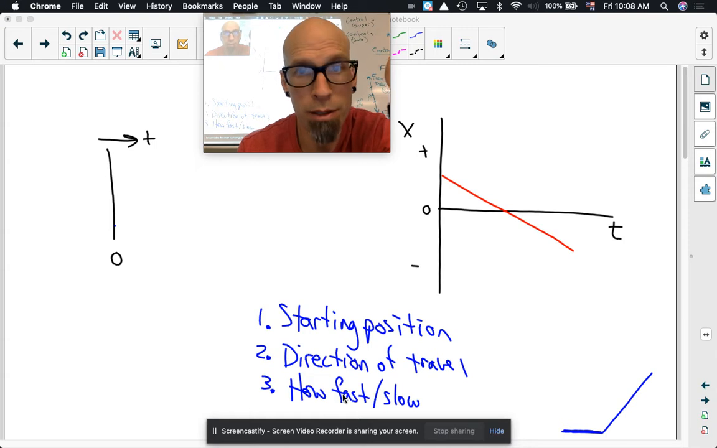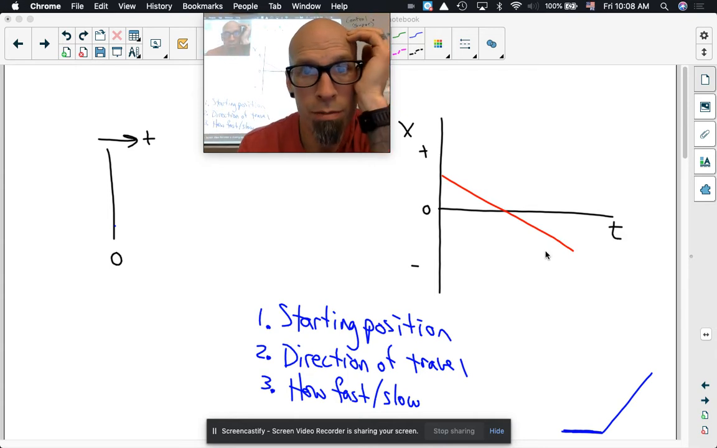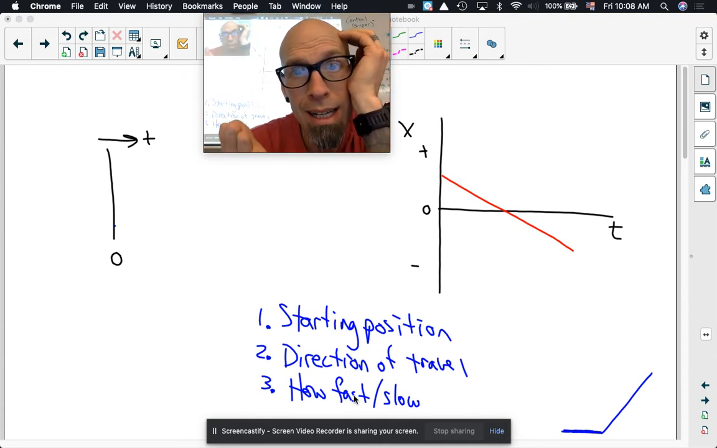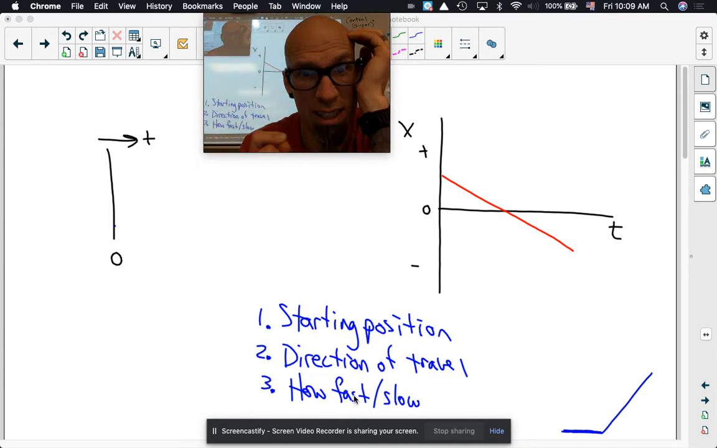Now, how fast or slow? Well, we don't have any numbers here, so it's hard to tell exactly how fast or slow. And we only have one line on the graph, so I don't know. It's not really steep, but it's not level either. So maybe it's somewhere between fast and slow. But it is constant. So how fast or slow? Well, it's constant velocity because the slope, or the steepness, is constant. So use that information to sketch a motion map.